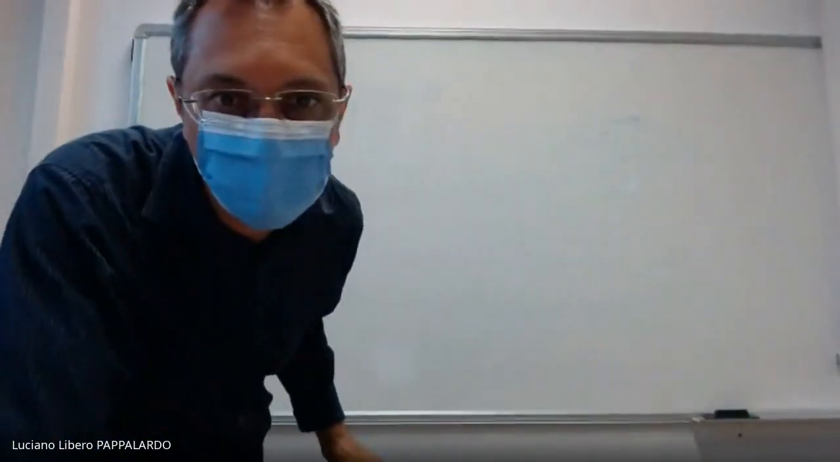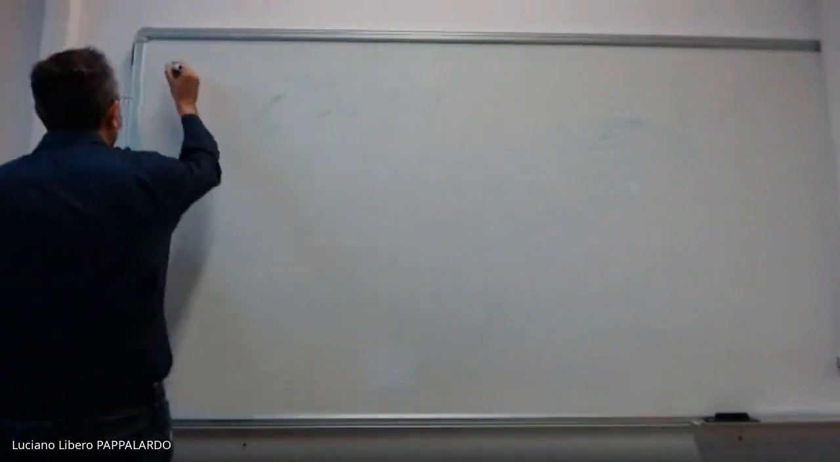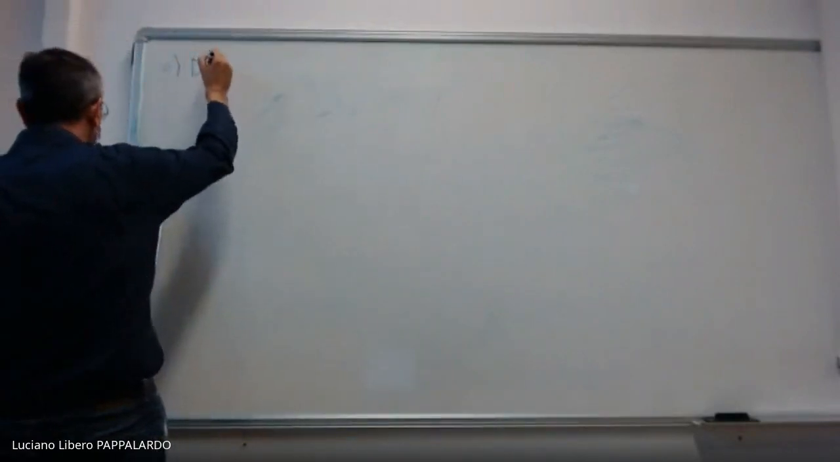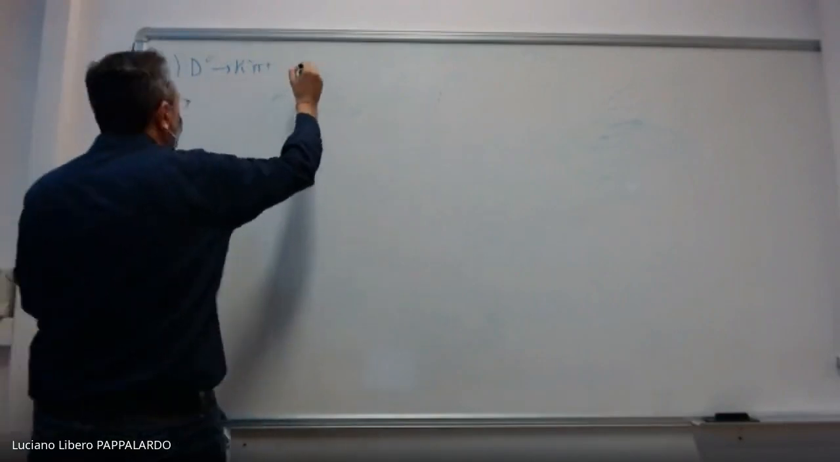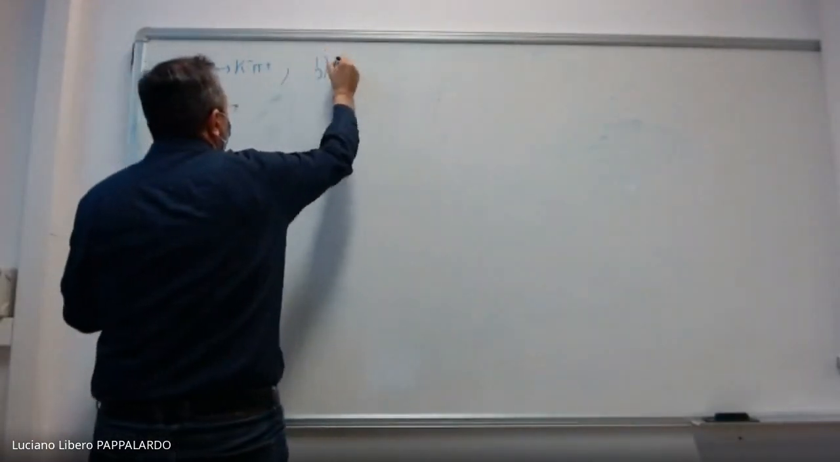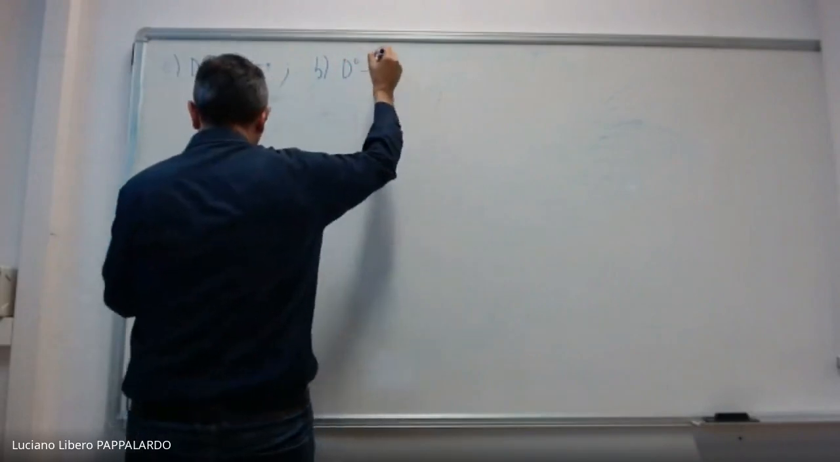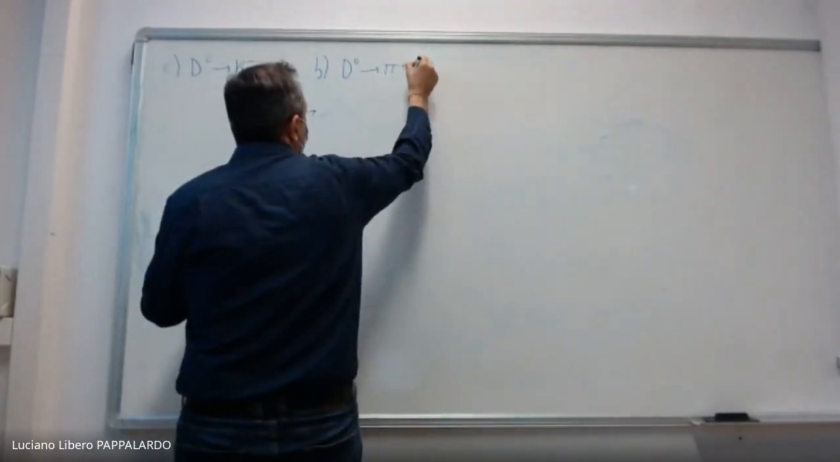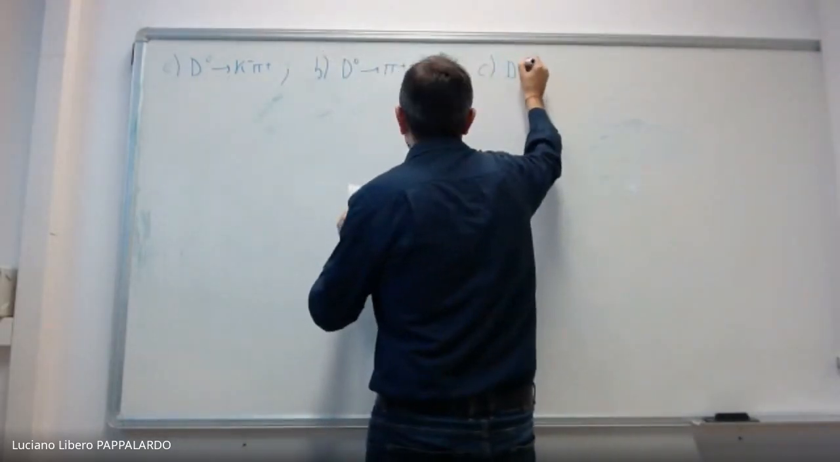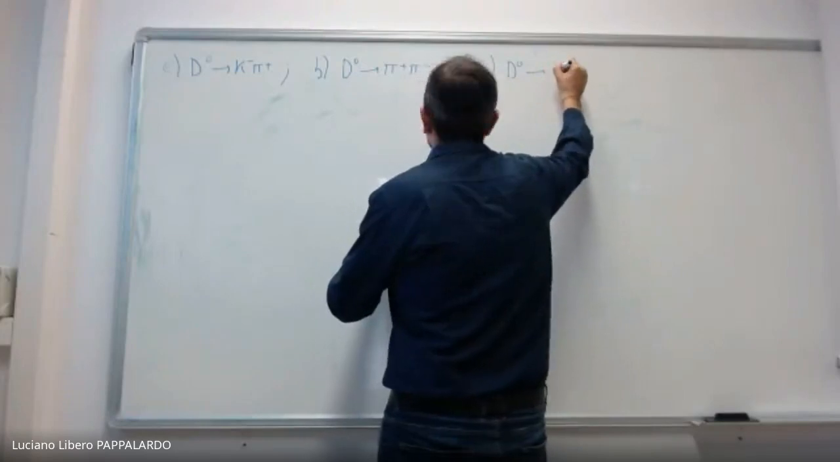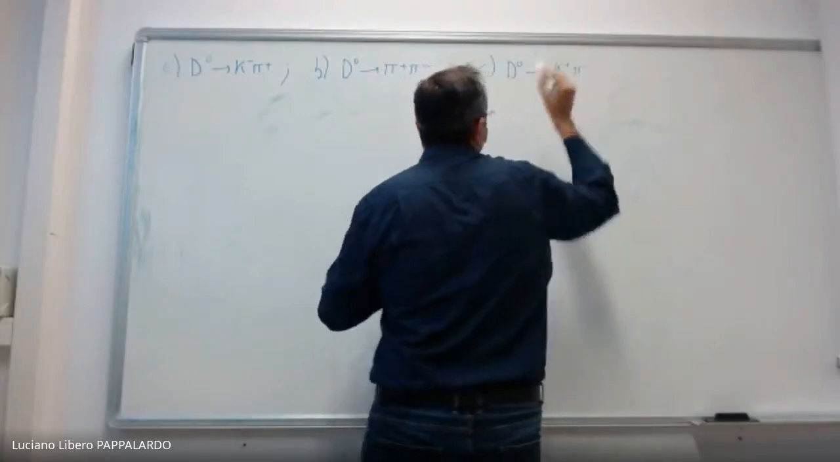So the third problem is to draw the Feynman diagrams of the following hadronic weak decays and estimate the relative decay rates. So the decays are the D0 meson into K minus pi plus, the D0 meson into K plus K minus, and the D0 meson into K plus pi minus.